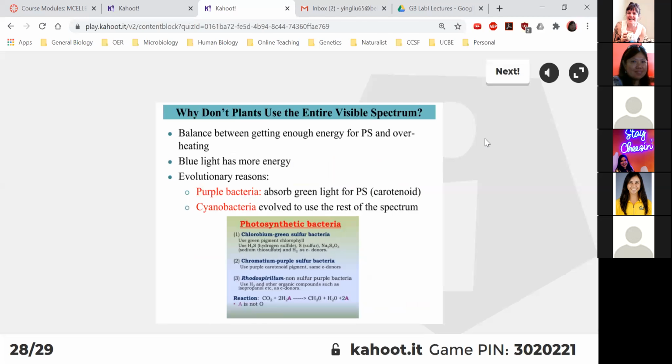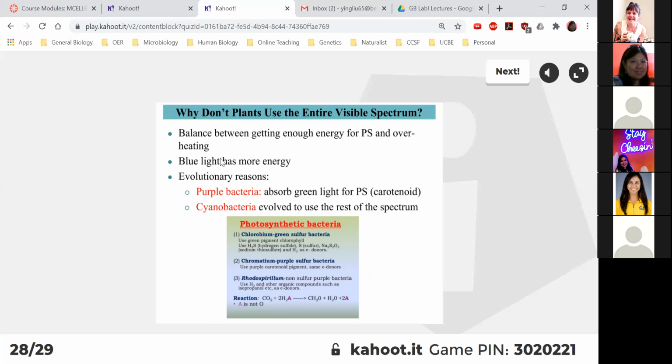So how come plants do not use green light for photosynthesis? There have been a few arguments. One is that you have to balance between getting enough energy for photosynthesis and also overheating. So that particular argument says that if you absorb all the energy in the entire spectrum, you might end up overheating the plant.